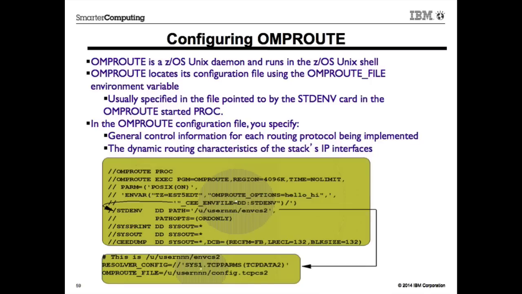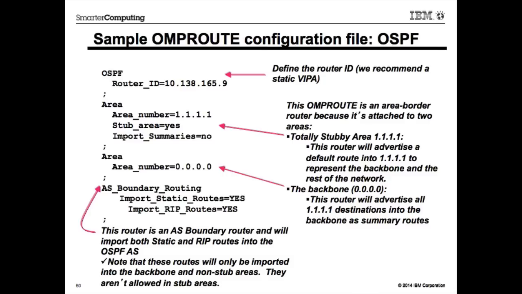In the OMPROUTE configuration file, you specify general routing information for each routing protocol, and then you specify the dynamic routing characteristics of each of the stack's interfaces. So let's look at some examples.